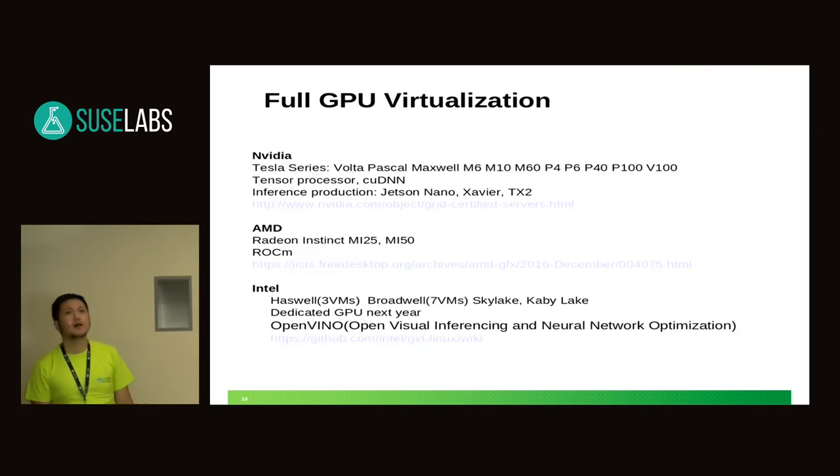Let's see what happened since last year. Honestly, there's no big movement there. Most of the companies focus on their software stack, like Nvidia. They changed their name from Grid to vCompute Service, but it's still the same thing. And Nvidia is kind of pushing on the inference area. They released their Jetson Nano card, I think, if you have one.